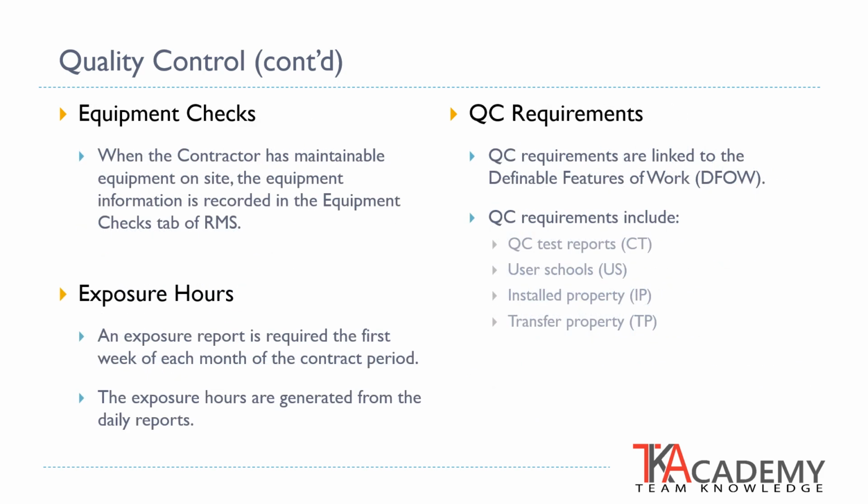The Equipment Checks feature is used to identify all maintainable equipment present on a construction project site. Equipment information such as a description, serial number, make and model, and inspection dates are entered, as well as the last date that the equipment is on site. Total operating hours of equipment is reported on the daily reports.